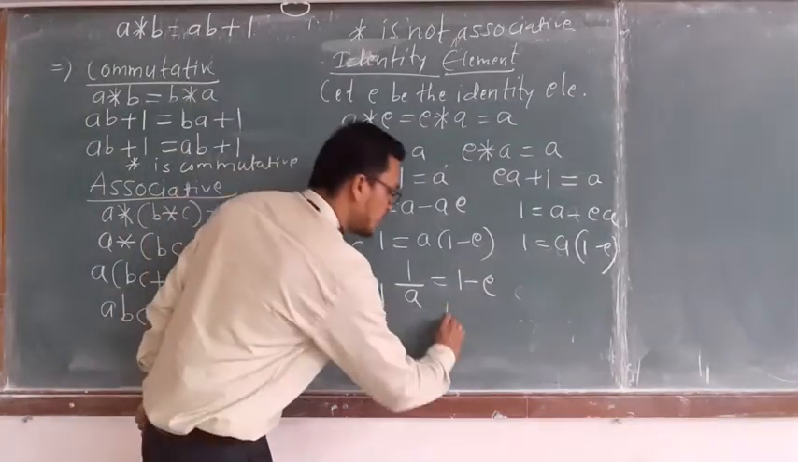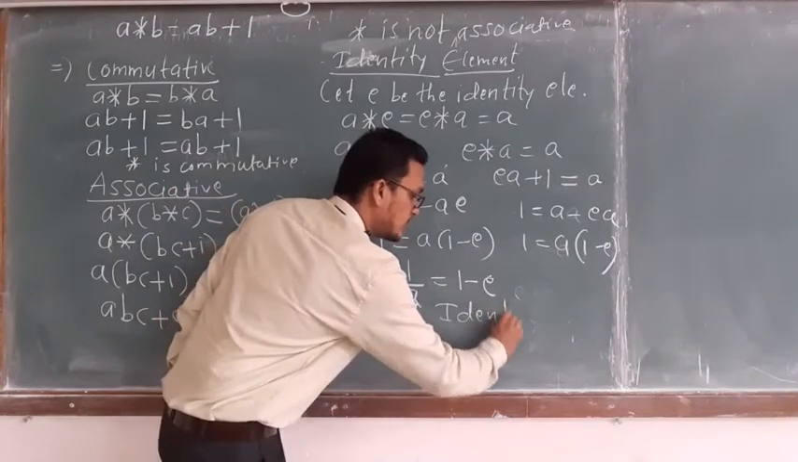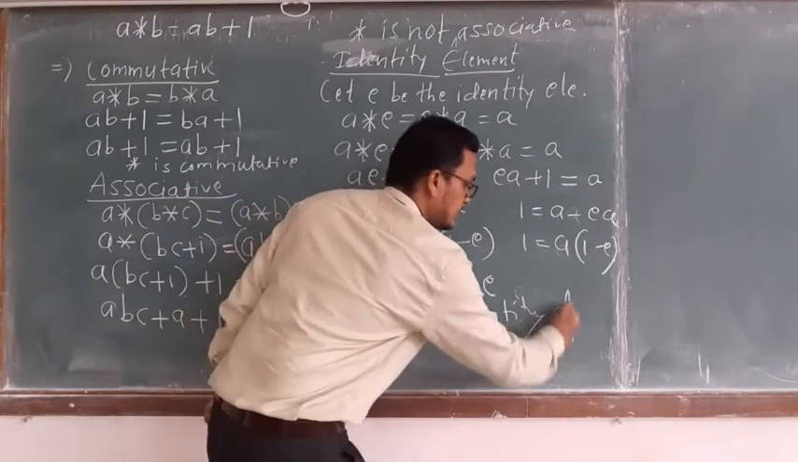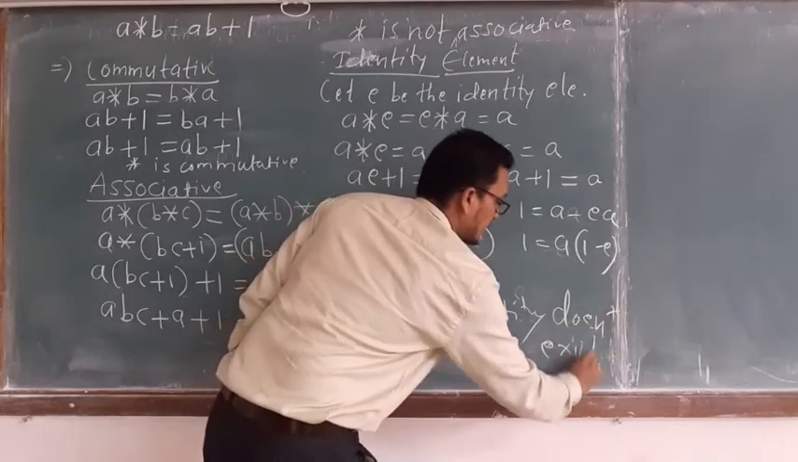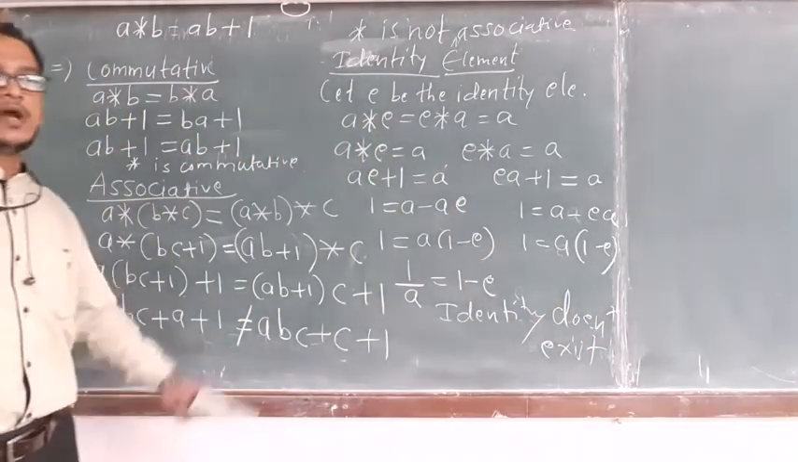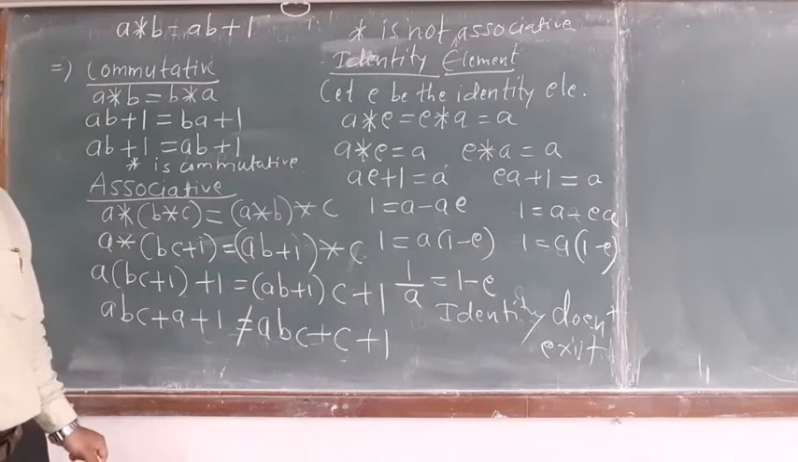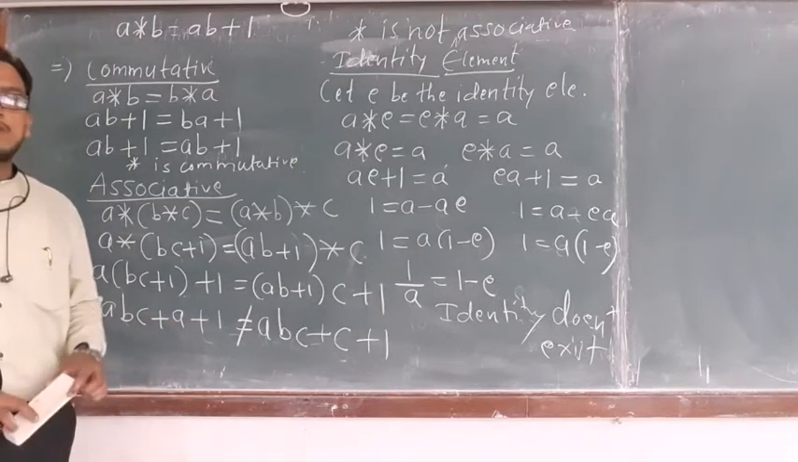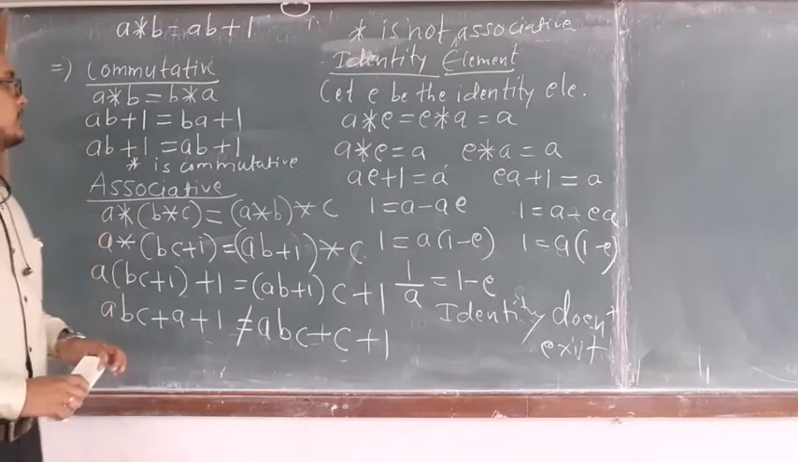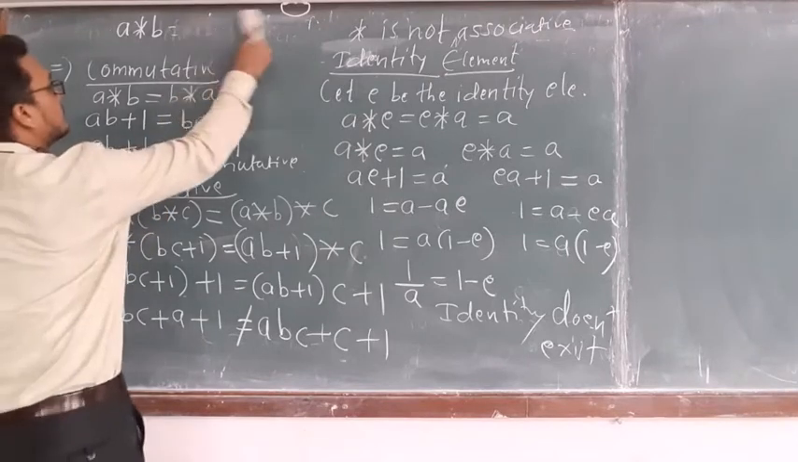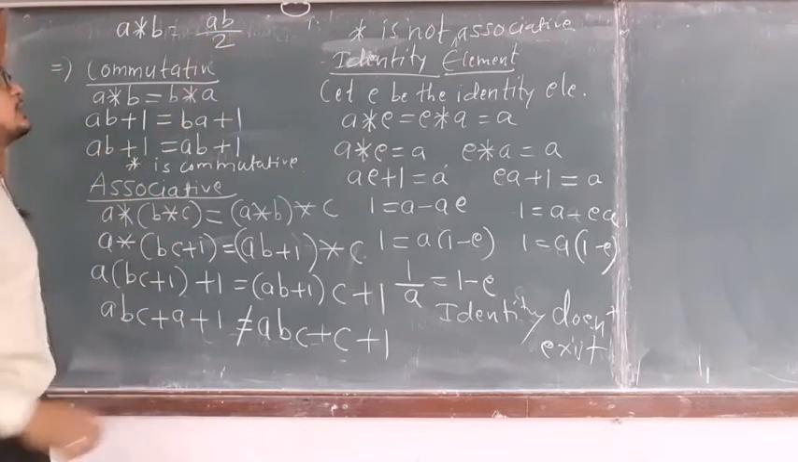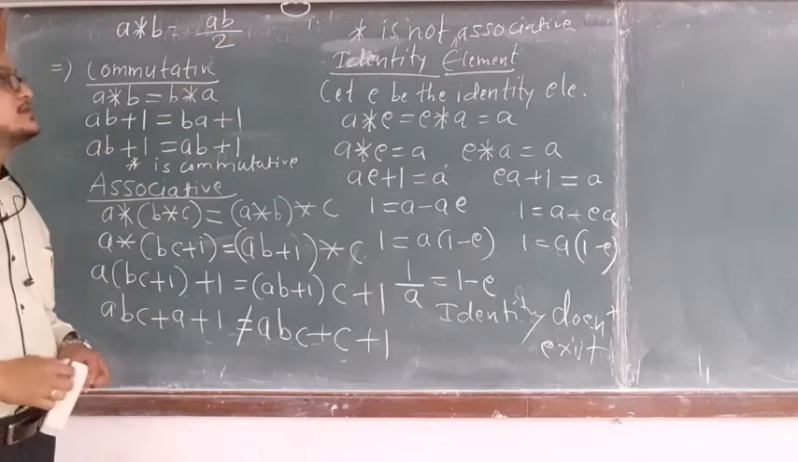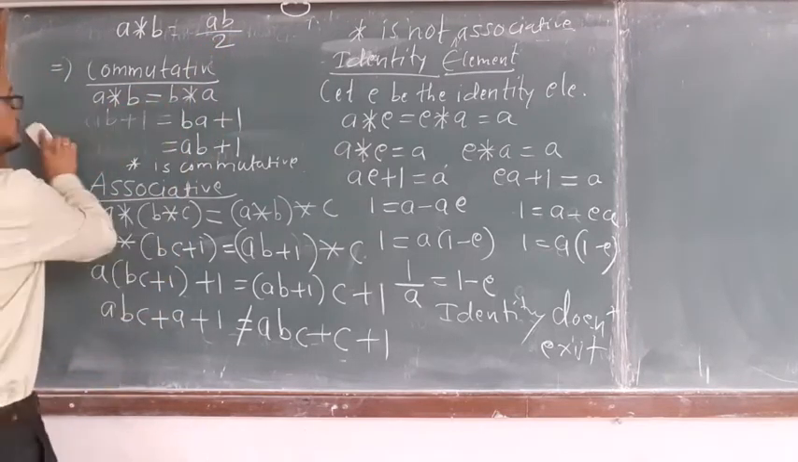So your conclusion is that identity does not exist. So for this example also, identity element does not exist. Okay. So I will take one more question. That is A star B is equal to AB by 2.